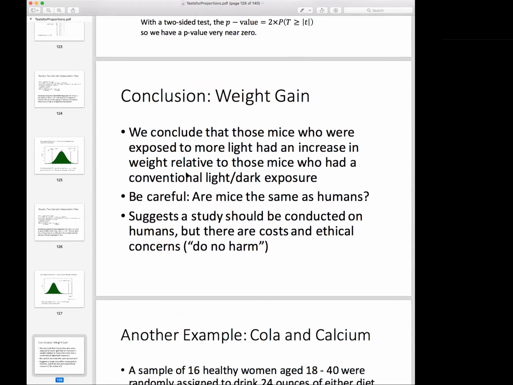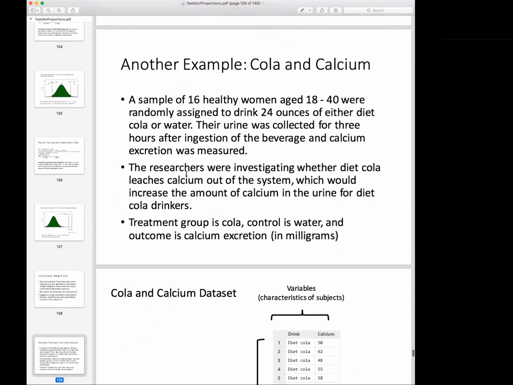So that's our conclusion, and just be careful because you don't automatically want to conclude that studies done in mice have the same effect in humans. We use mice as a model organism to do testing. A lot of preclinical therapeutic testing is done in mice to make sure that the therapeutic is safe and effective. But mice have different biology than humans do, so not everything that works in a mouse will work in a human.